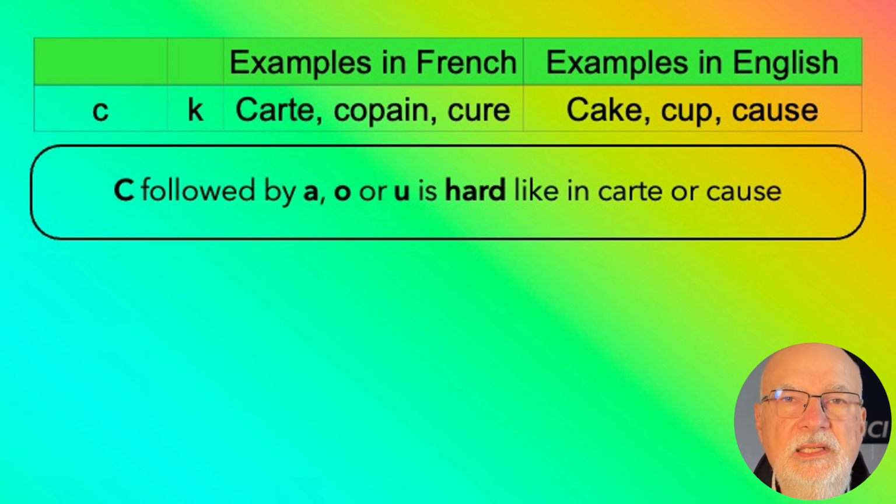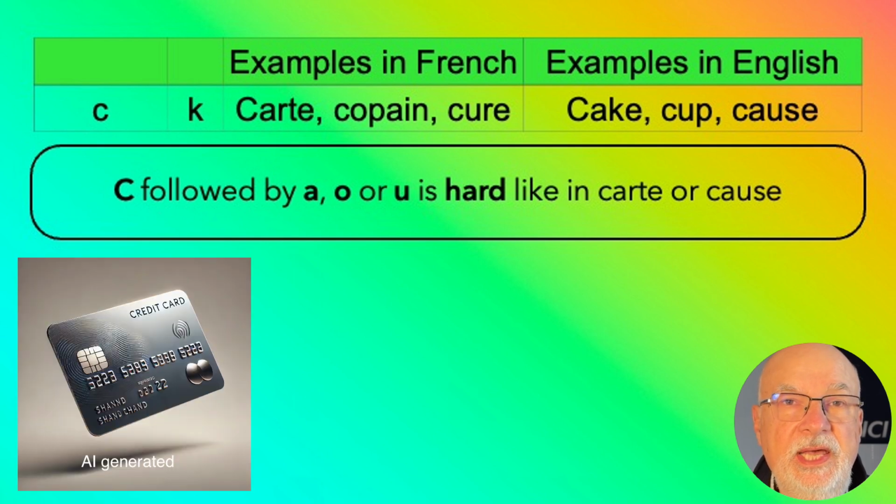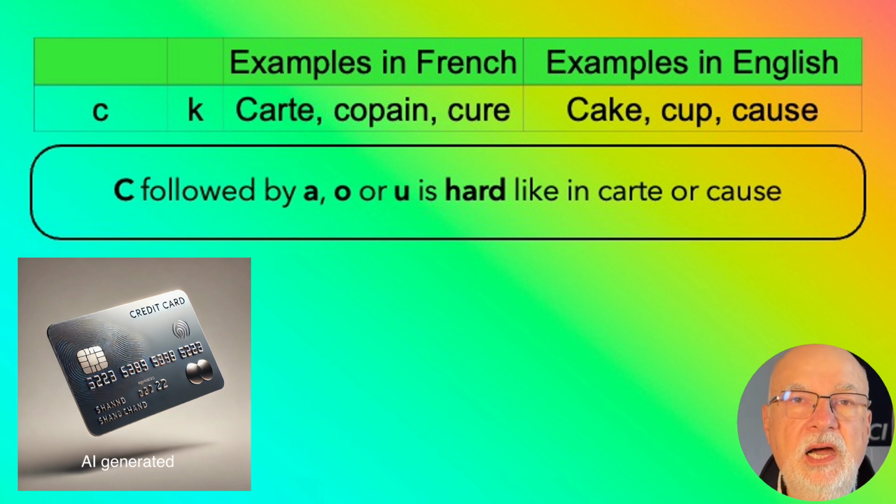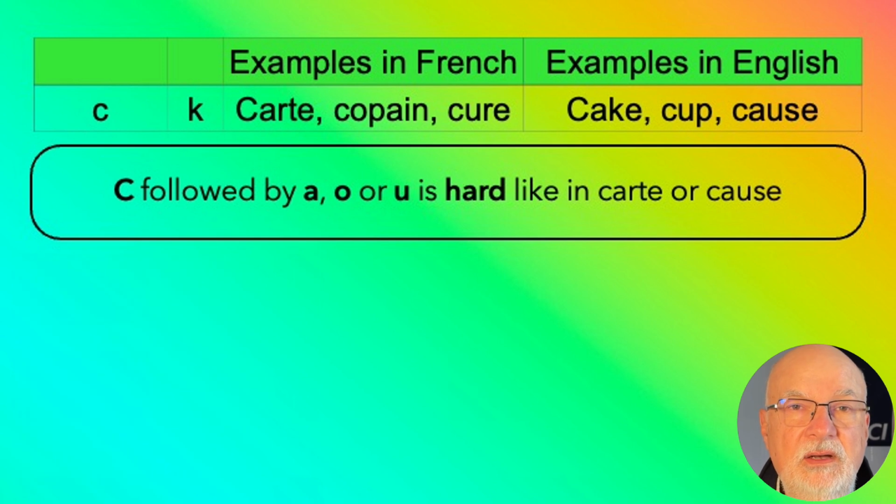So let's take a look at C now. So in French, C before A, O, or U is hard. By hard, I mean it's pronounced like a K, which also happens for some words in English. So here you can see the words carte, copain, cure. Obviously, had you had a K there, it would have been the same.